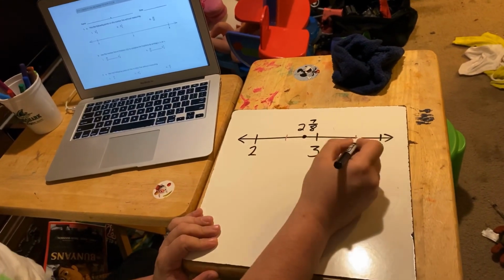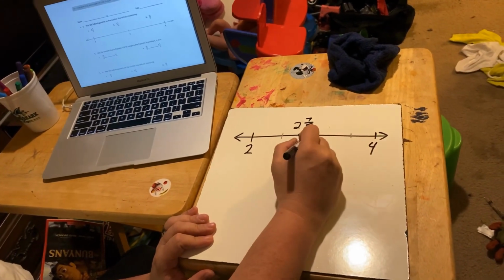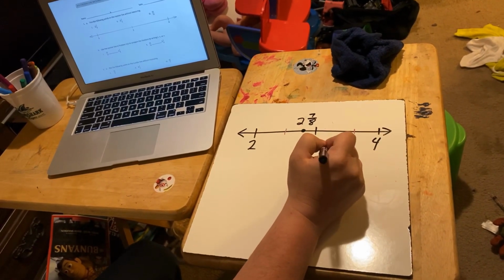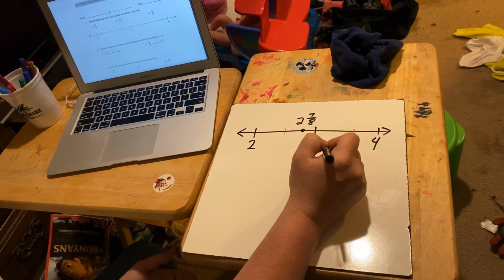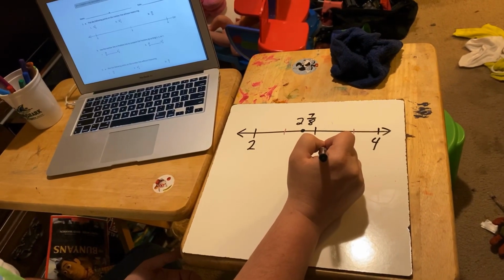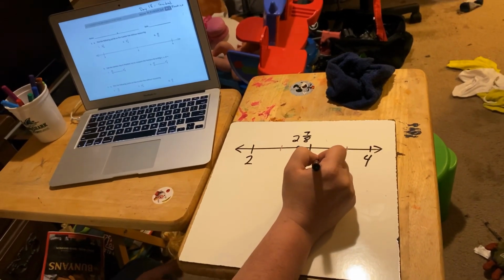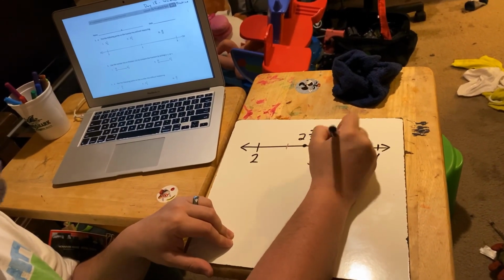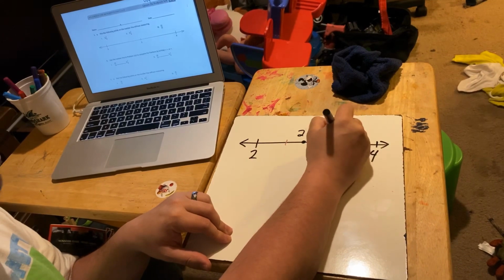Well, I know 3 1/6 is over here. It's going to be past 3. But is 3 1/6 greater than or less than 1/2? Well, I know 3/6 are 1/2. So 1/6 is going to be less than my 3/6. So I'm going to put 3 1/6 just somewhere right here, and call this 3 1/6.